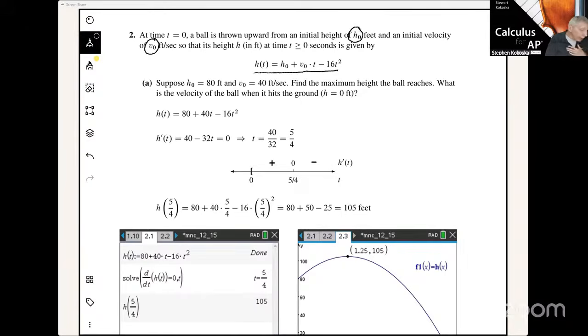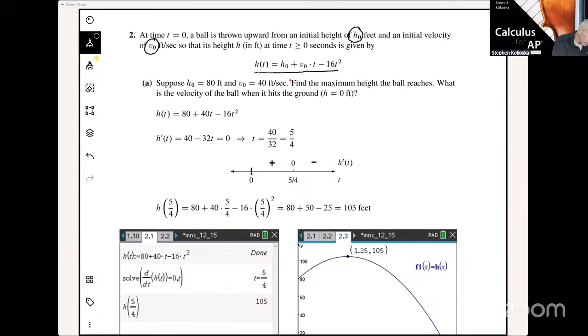So the first part says, let's suppose that the initial height is 80 feet. Tom, help me here, but I think the usual way that people explain this is we stand on a cliff, 80 feet high, and we're going to throw this ball straight up. Or we're reaching outside of a window of a tall building. Okay. And v0 is 40 feet per second. Find the maximum height of the ball.